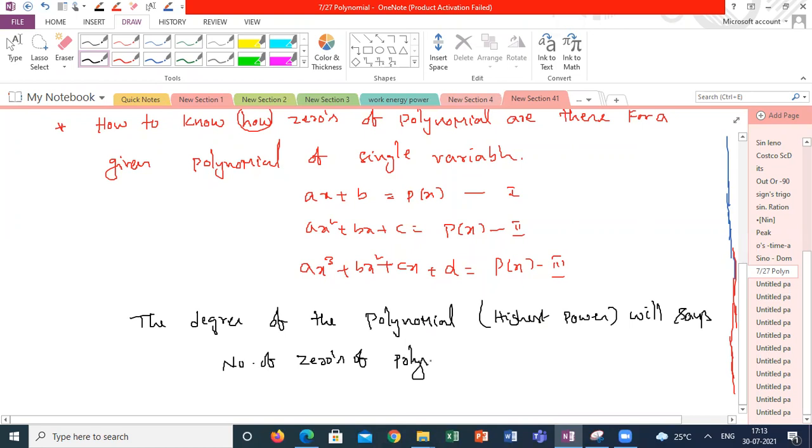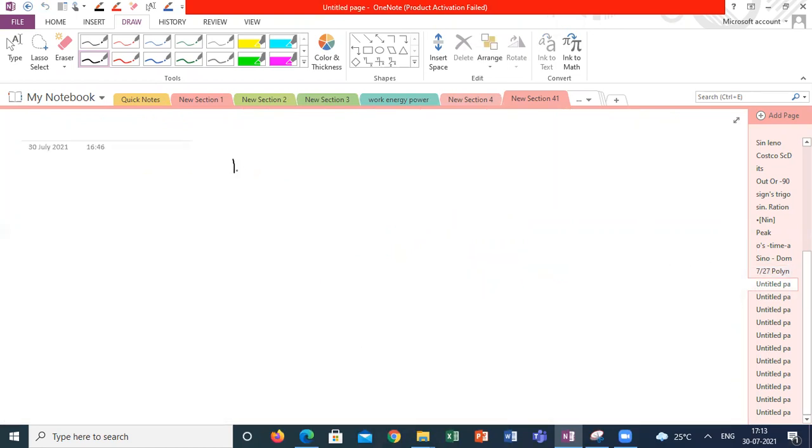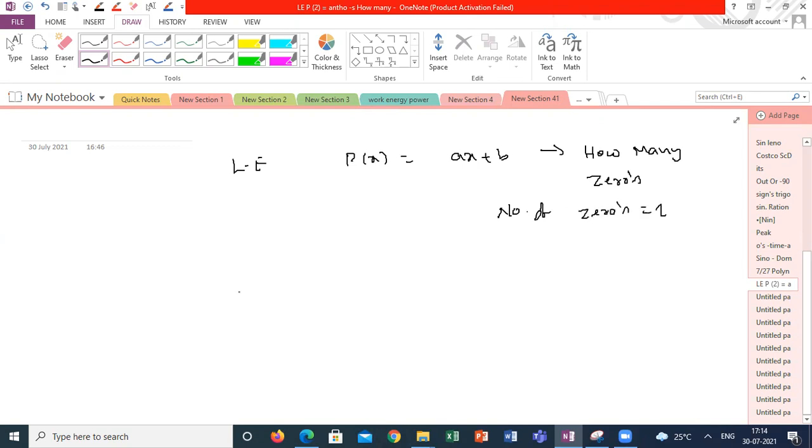Now the question is, a linear equation. P of x is equal to ax plus b. How many zeros? 1, sir. 1. So the number of zeros is 1. For a quadratic equation, 2, sir. 2.